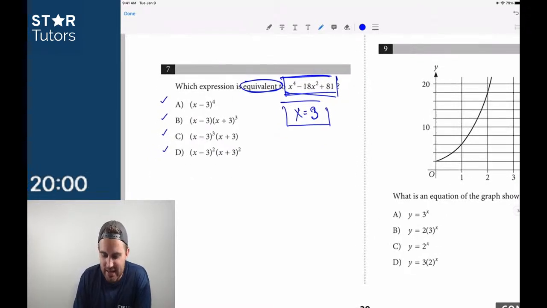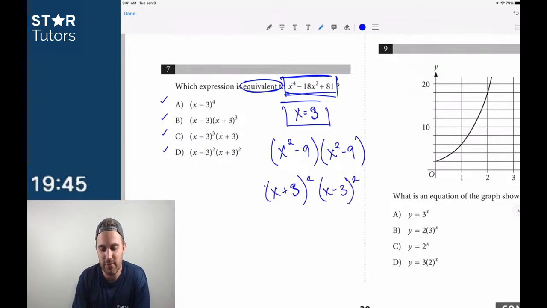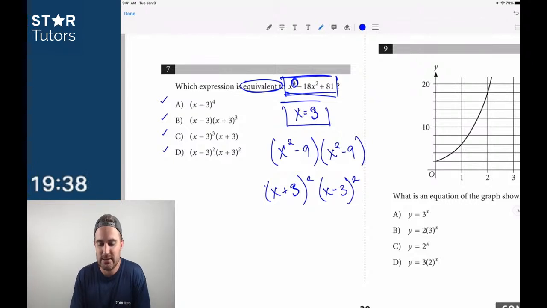But in any case, this one can just be factored out to x squared minus 9 times x squared minus 9, which is just x plus 3 squared times x minus 3 squared. That's just a factoring problem. Look out for these x to the 4th terms. If you memorize that, that's a thing that comes up. I just saw one that was an x to the 4th, but instead of plus 81, it was plus 16, which is just x minus 4, x plus 4. So just keep looking out for those. So what is that? It looks like its answer choice D.